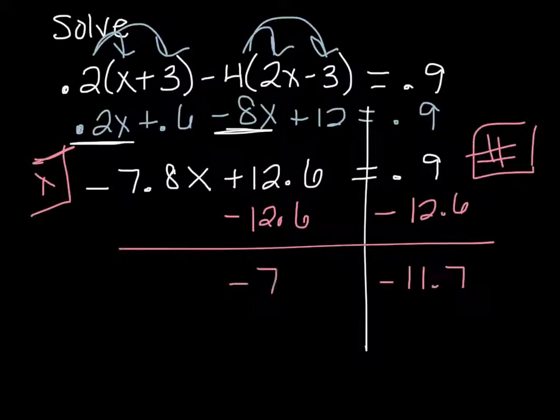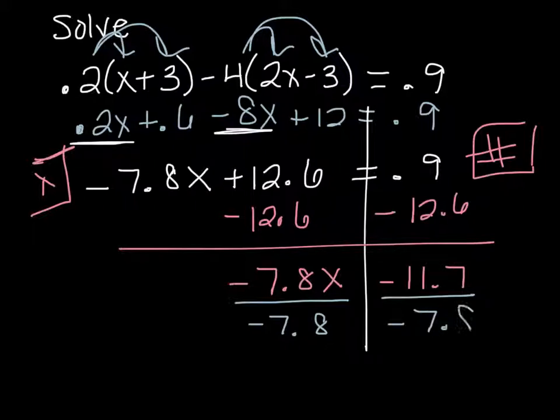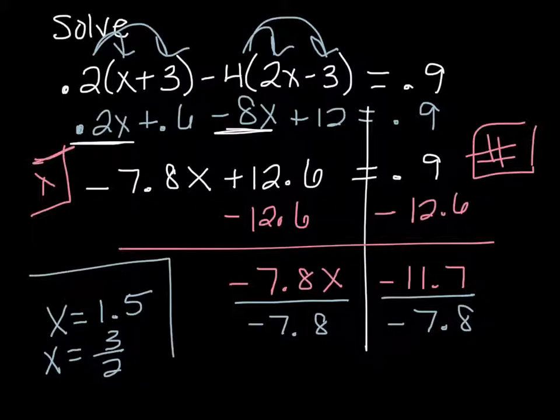And I have a negative 7.8x. Now, please use your calculator. To get x by itself, I'm going to divide by negative 7.8, divide by negative 7.8. A negative divided by a negative is a positive. And when I get x by itself, I get x equals 1.5. Or if I turn that into a fraction, x can equal 3 halves. Just read your directions and how they want the answer written.